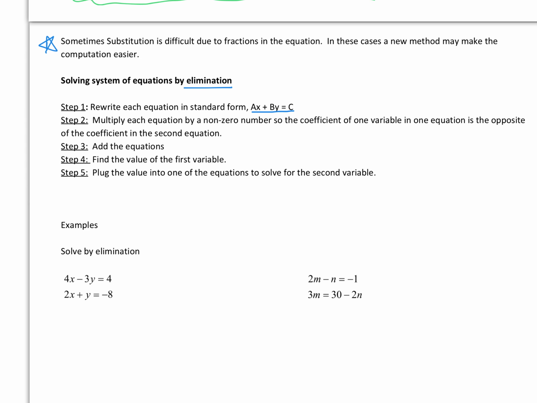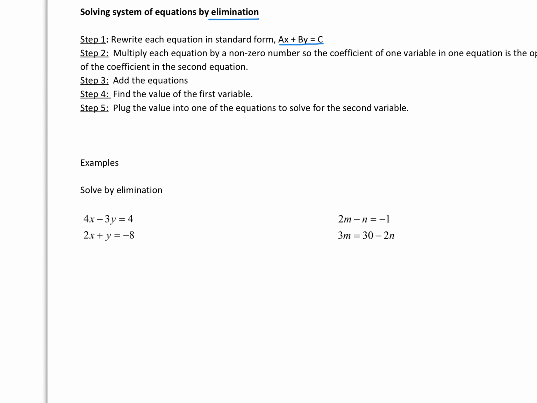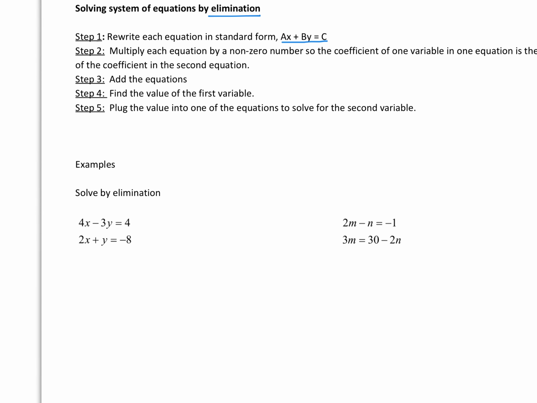Step 3, we're going to add the equations down. Step 4, we're going to find the value of one of the variables. And step 5, we're going to plug that back in to solve for the other value. So let's see what that looks like in action here. I'm going to leave those steps up top as we look at the first one.